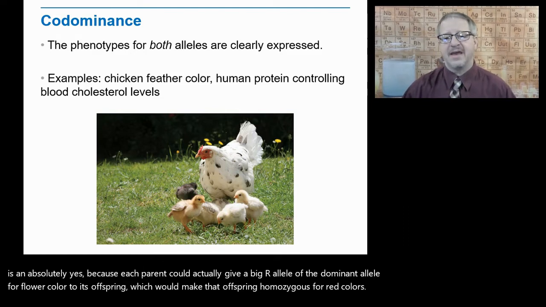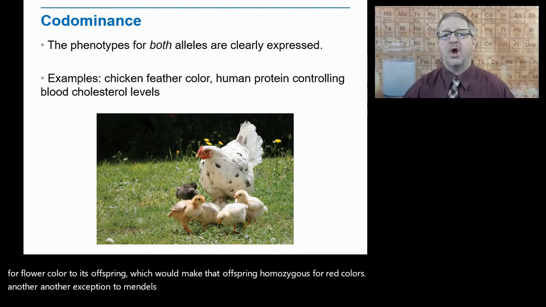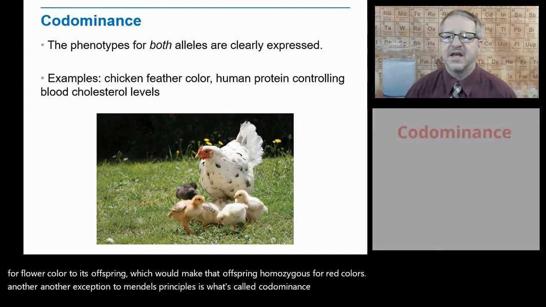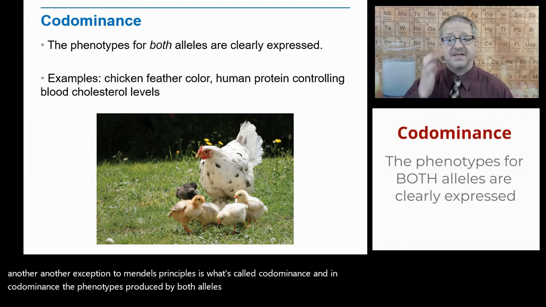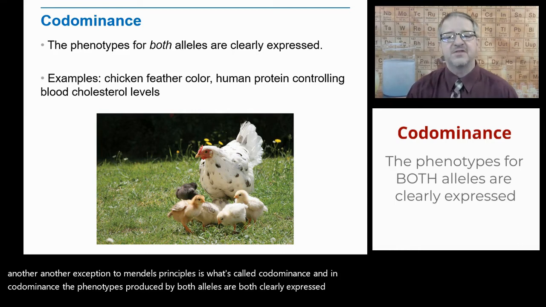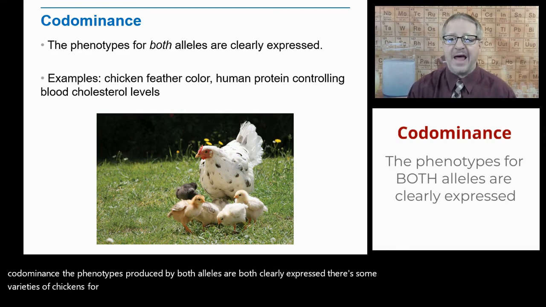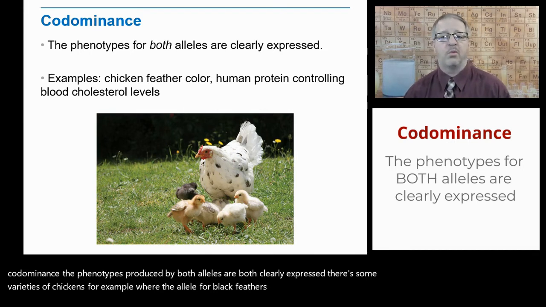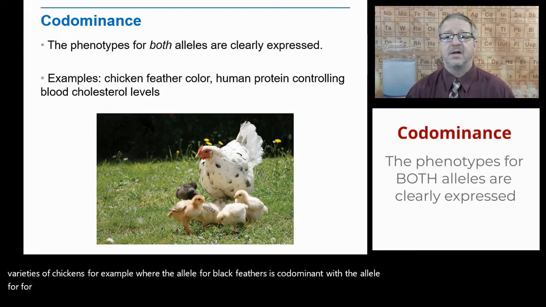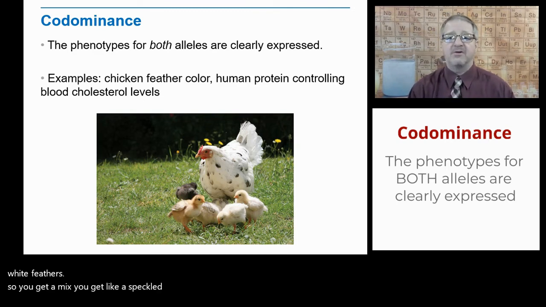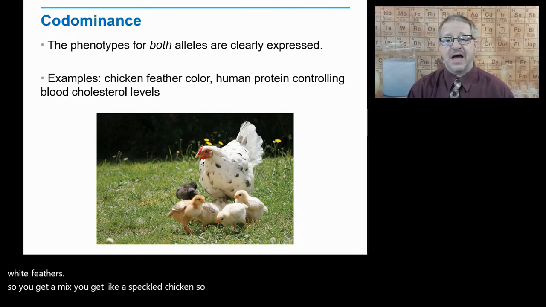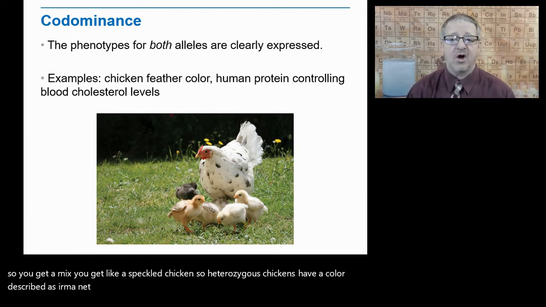Another exception to Mendel's principles is what's called codominance. In codominance, the phenotypes produced by both alleles are both clearly expressed. There are some varieties of chickens, for example, where the allele for black feathers is codominant with the allele for white feathers. So you get a mix, you get like a speckled chicken. So heterozygous chickens have a color described as erminette, or what we might call speckled, with both black and white feathers.